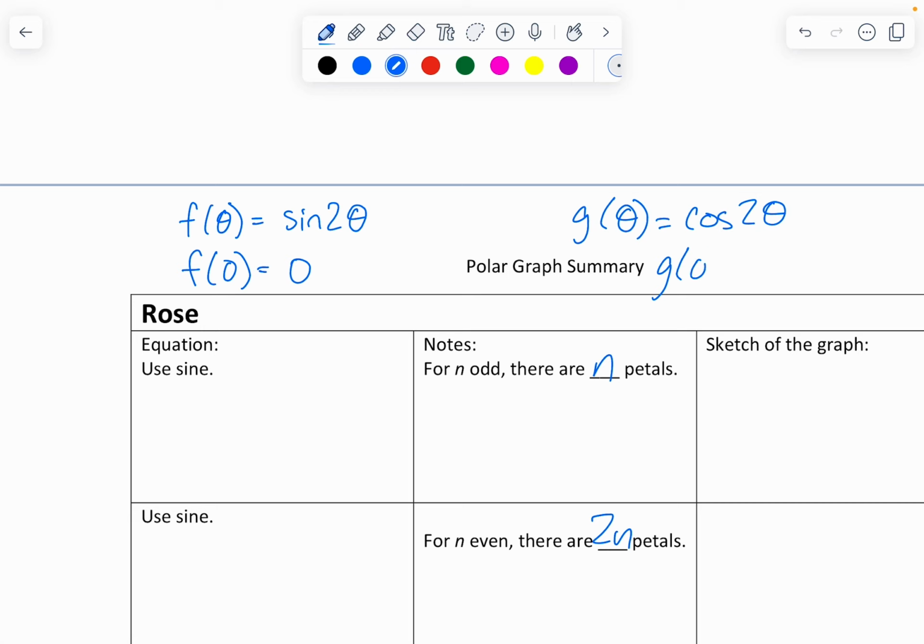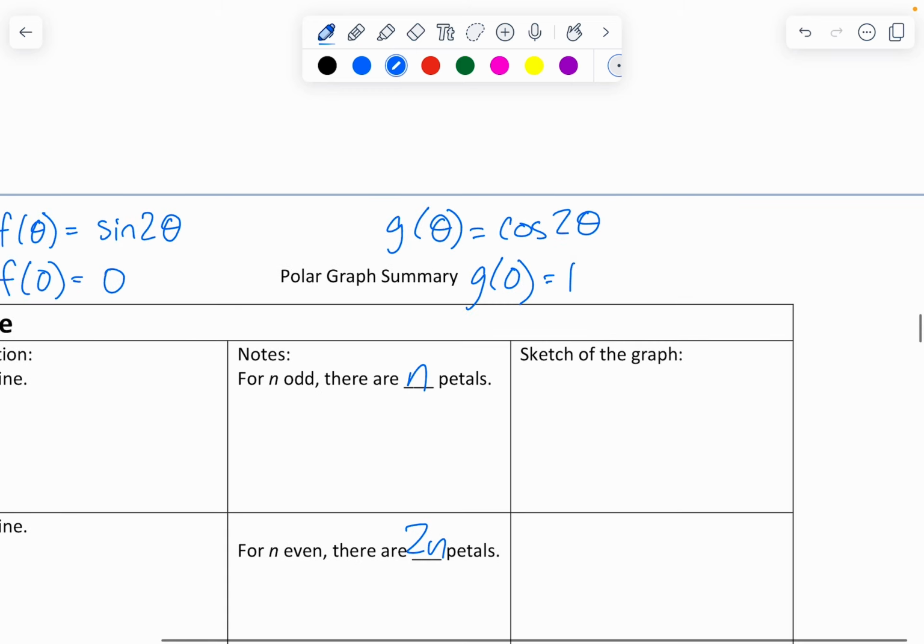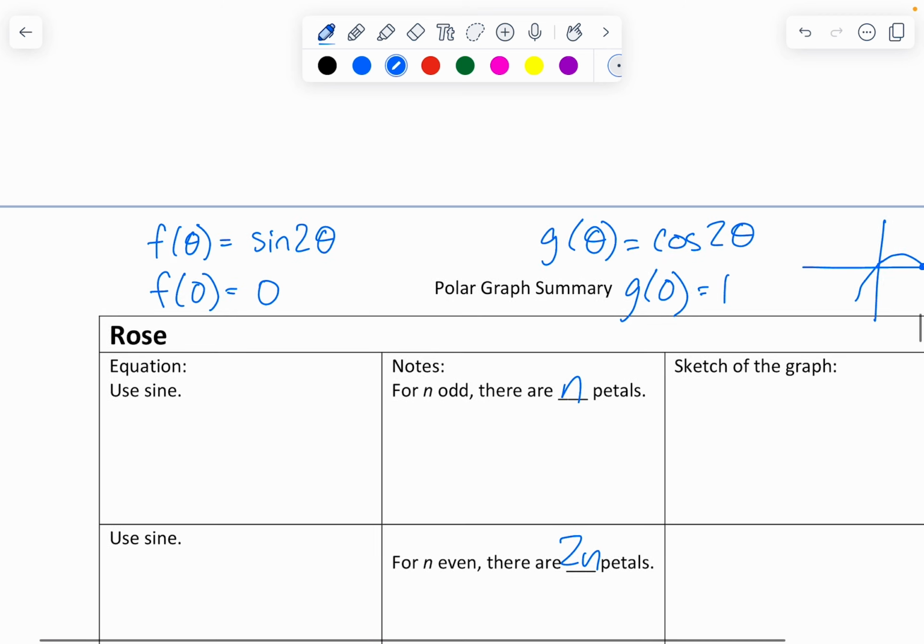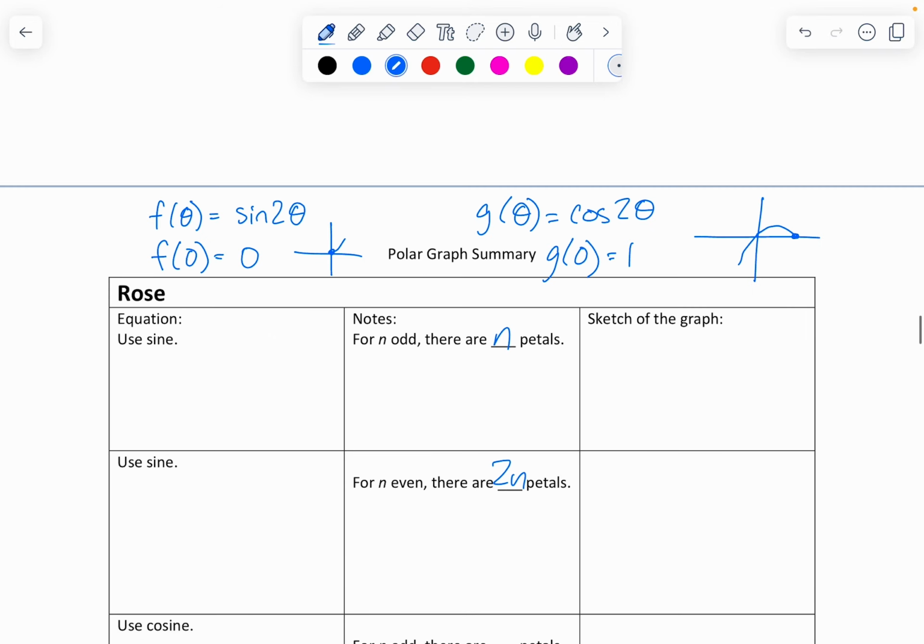Over here, g of 0, cosine of, well, 2 times 0 is still 0, cosine of 0 is 1. So this one is going to have a petal that starts here, and then it moves into the pole, and kind of depends on how many petals it has as to how tight that curve is. Whereas this one would start here and then kind of come out this way.